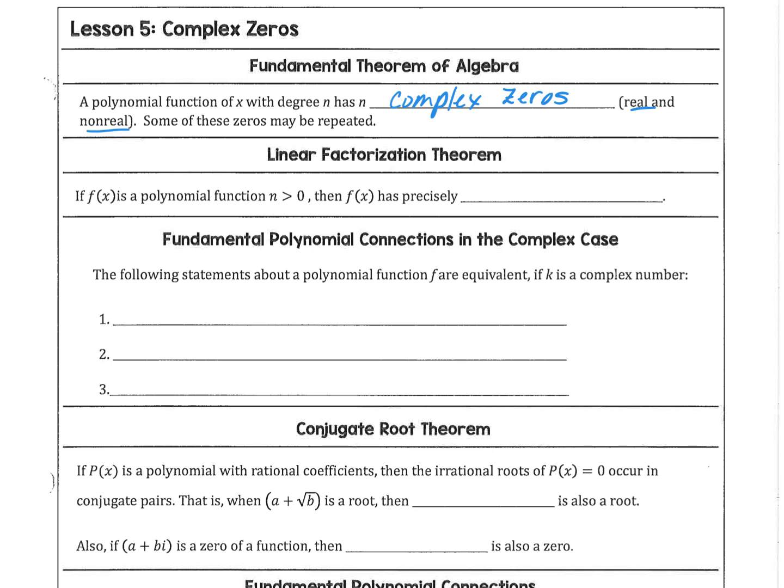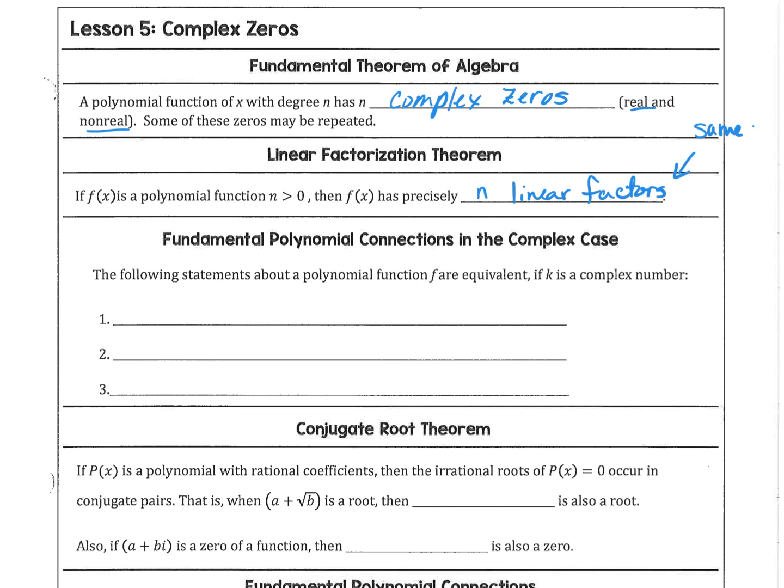Now, the linear factorization theorem. If we have a degree 3, then we have 3 solutions, basically is what it's saying. Or if we have degree 5, it's 5 solutions. Degree 1, there's 1 solution, whether it's real or imaginary. The linear factorization theorem says that if a polynomial function has degree greater than 0, then it has precisely n linear factors. And remember, each of those linear factors represents a solution.